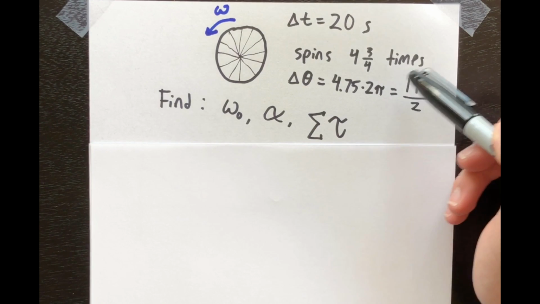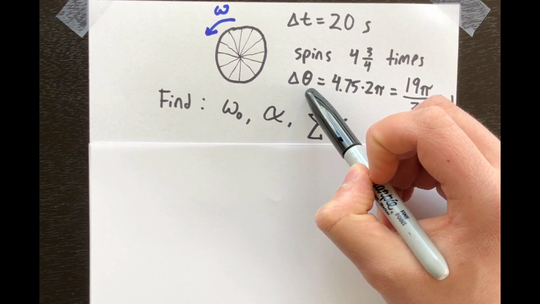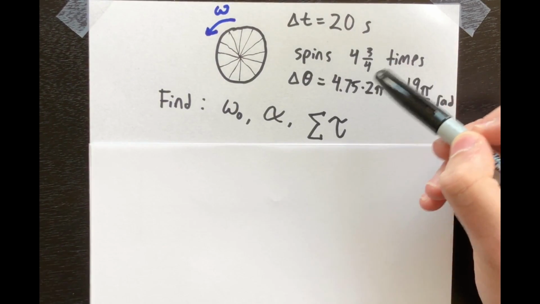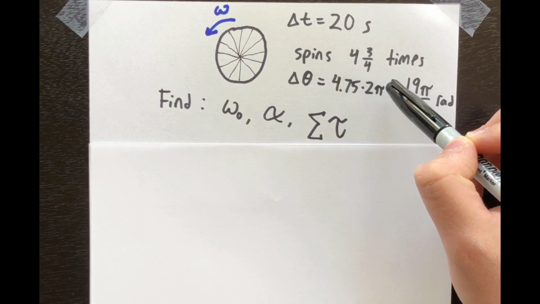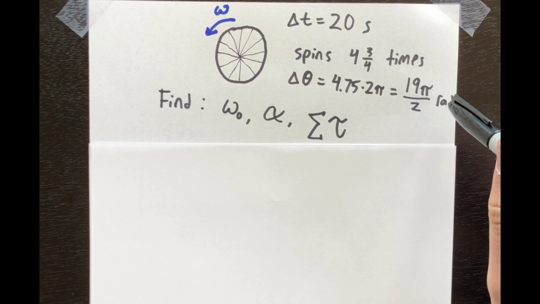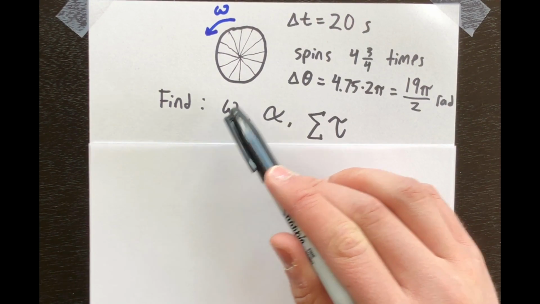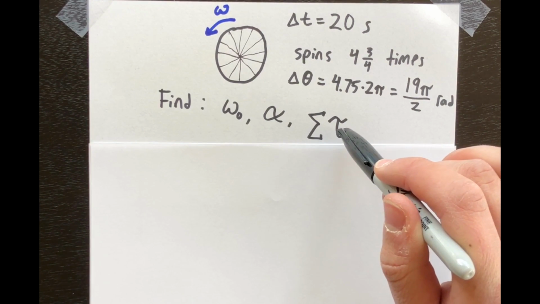The first thing I want to do is convert this 4 3/4 revolutions into a delta theta, which is the angular displacement. So all we have to do is convert that to the number of radians that it spun, which is just that 4.75 revolutions times 2 pi radians per revolution to get 19 pi over 2 radians. What we want to find is what my initial angular velocity was, what the angular acceleration is while it slows down, and the torque on it while it's spinning.